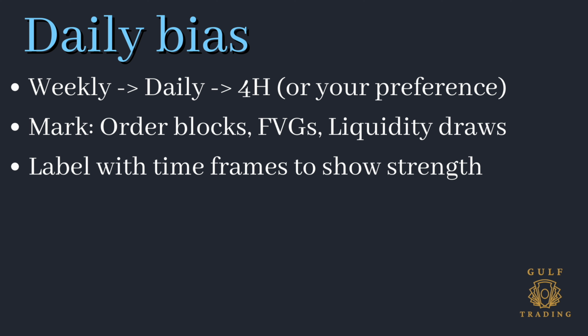So first up, your daily bias. This should be determined from the weekly chart, then the daily chart, and then the 4-hour. This is what I do, so feel free to experiment or do whatever you prefer. This is just the process that I follow. And then on each time frame, I'll mark up order blocks, fair value gaps, and any liquidity draws, and then I'll also label everything that I mark with whatever time frame it's on, so that I can distinguish between a weekly order block and a 4-hour order block. So it just gives you an indication of the strength of the zone that price is currently in or heading towards. And I'll just go into a quick example now on the E-mini futures.